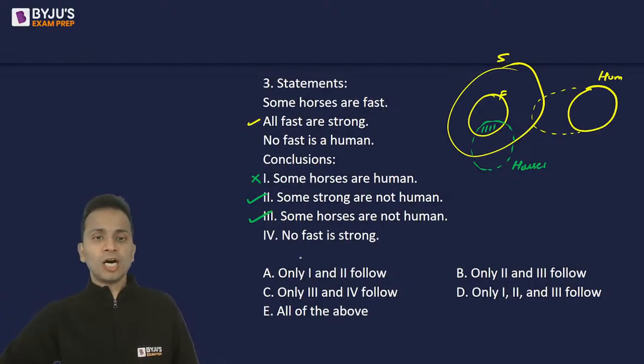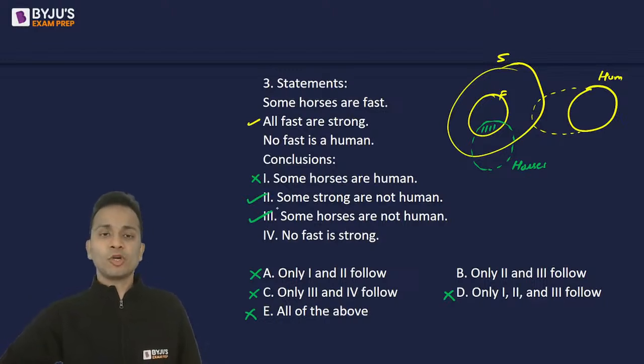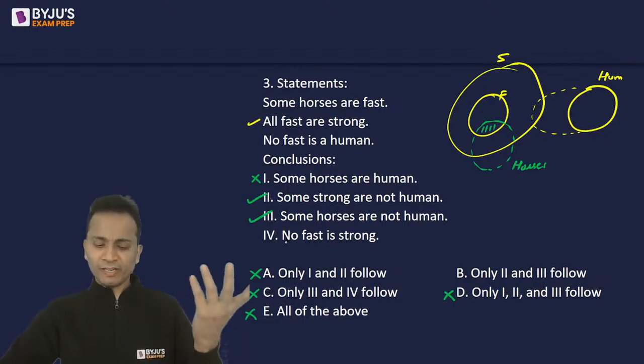Now 2 and 3 are correct, so 1 is not correct. So I can eliminate these options. I can eliminate option C as well. I can eliminate option E as well, because I definitely need 2 and 3. 2 and 3 should be present. Now the last check, do it if you have time. Otherwise you may leave it.